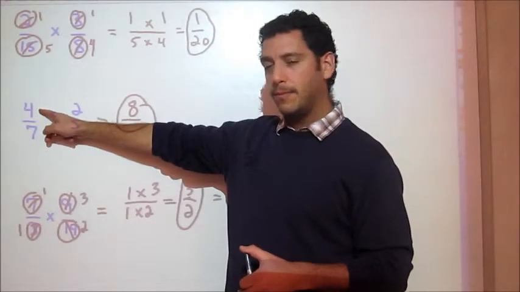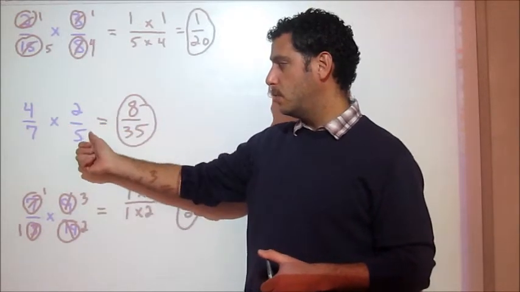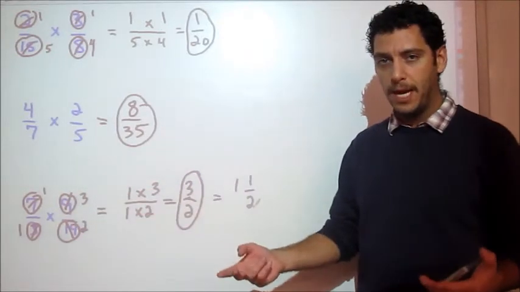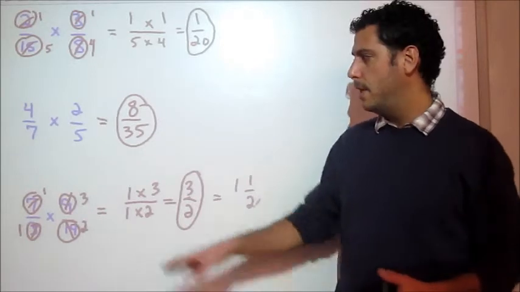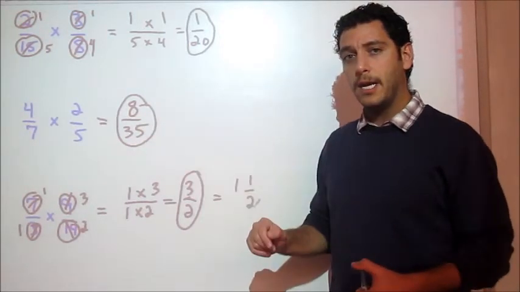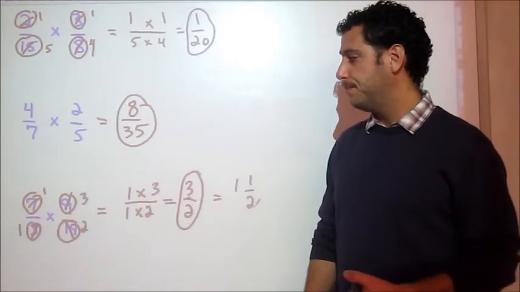4/7, this is a little bit more than half, so it's actually a little closer to 1 than 0, and this would be a little bit closer to 0. So 1 times 0 would be my estimates, and that means that the product should be close to 0. And here's my product, it's 8/35, and that is very close to 0. Again, much closer to 0 than 1.